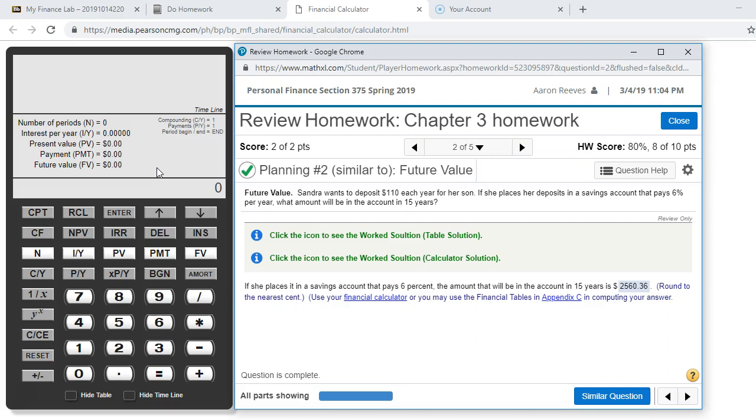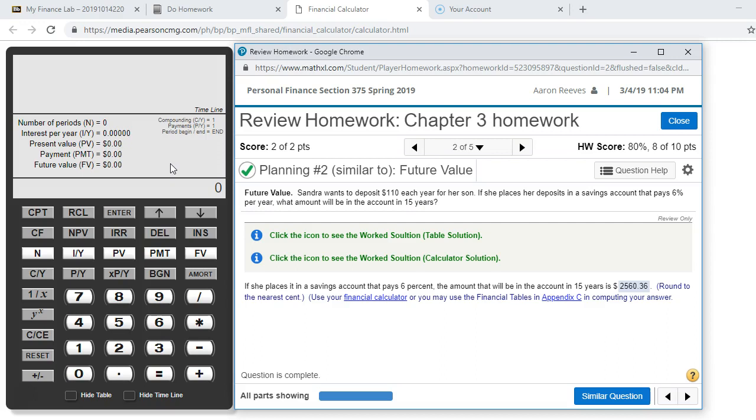Now, this calculator that's shown here, you have access to through My Finance Lab. So you go to your main menu, you scroll down, you will see on the left-hand side, it will give you a link that you can click on that will give you access to a financial calculator.